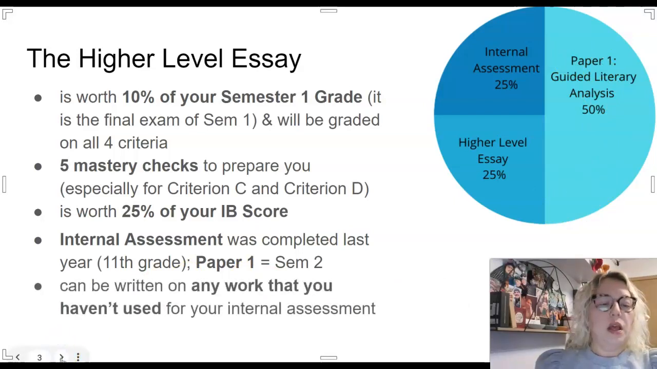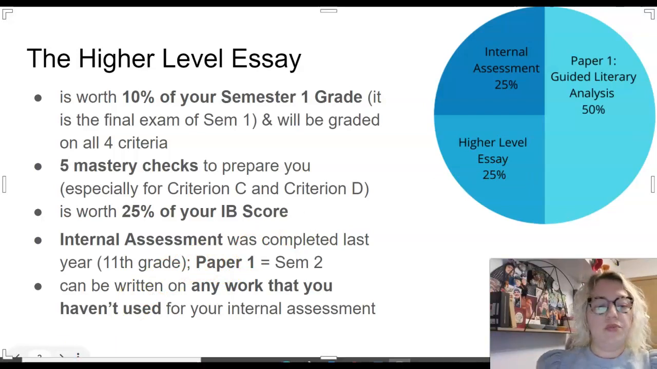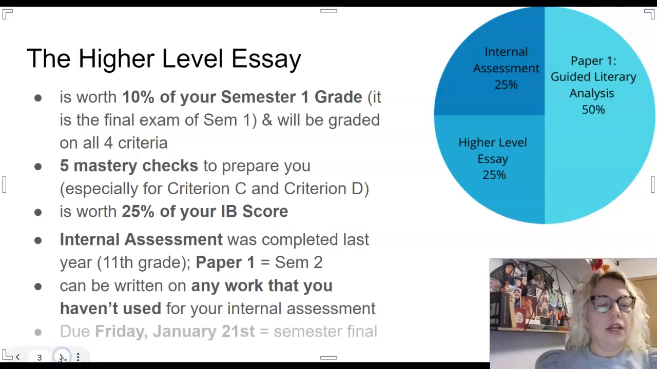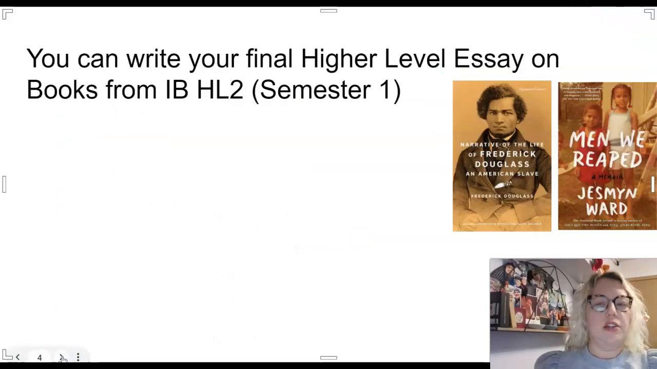And this higher level essay that we're working on now can be written on anything that you haven't used for your internal assessment. So you're not actually limited to just Frederick Douglass and Men We Reaped. All right, it is finally due on January 21st, and it is the semester final.